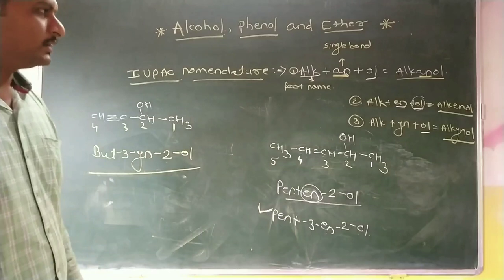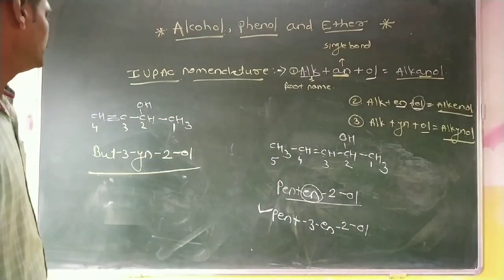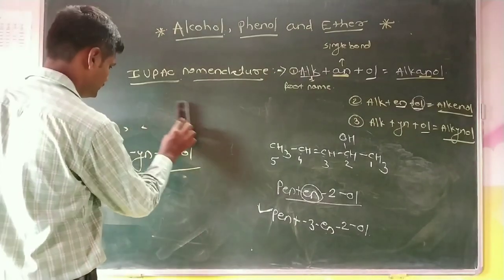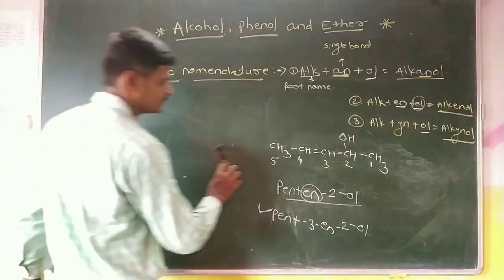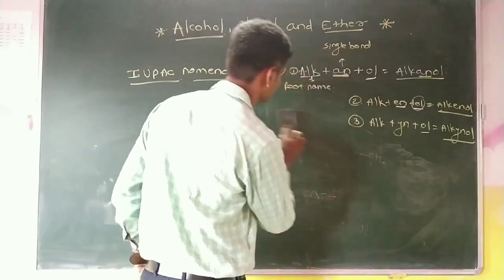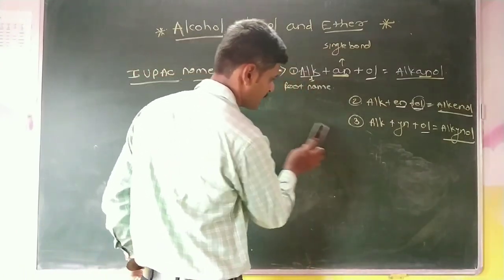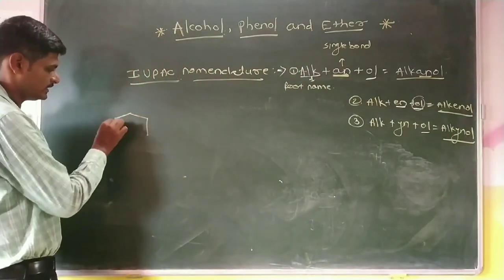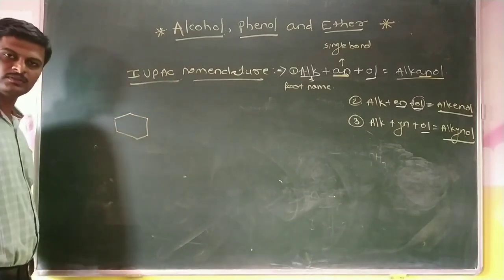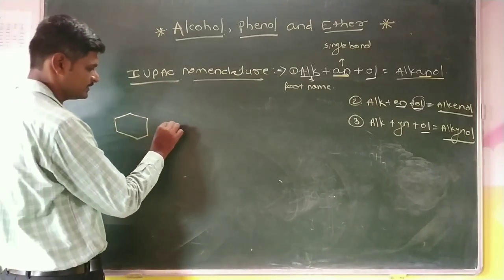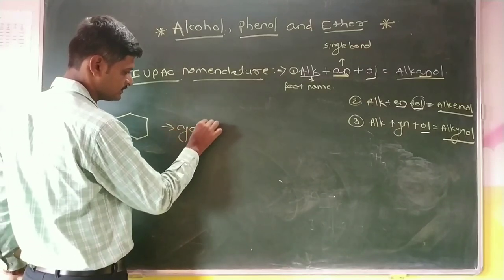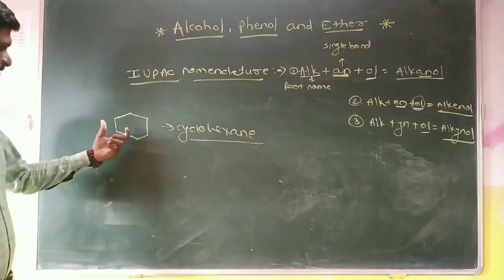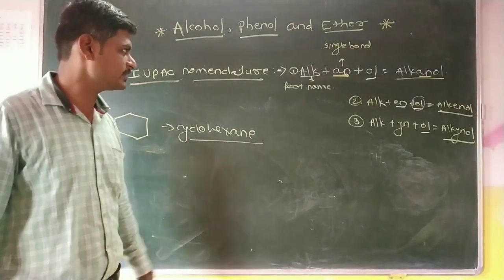Okay, guys. All these examples are aliphatic examples. We can take an example of the cyclic form. This is a cycle or hexagonal ring. This cycle is known as cyclohexane. Okay, normally this is cyclohexane.